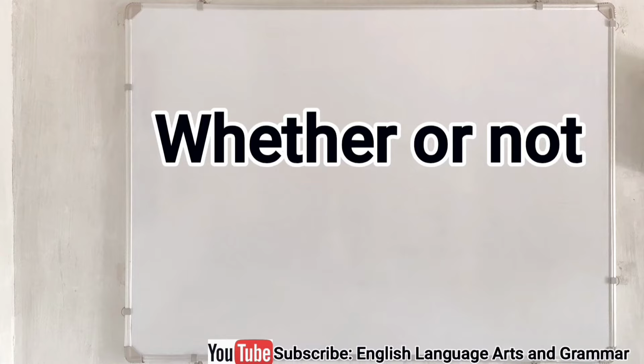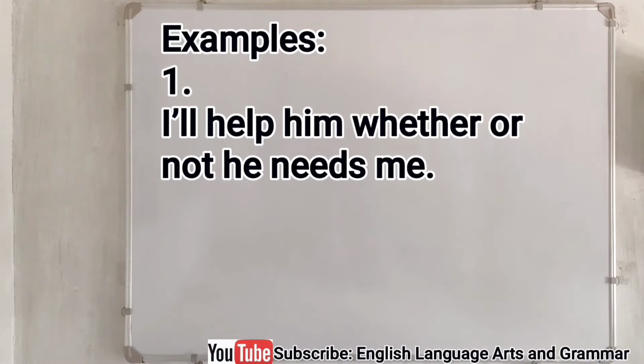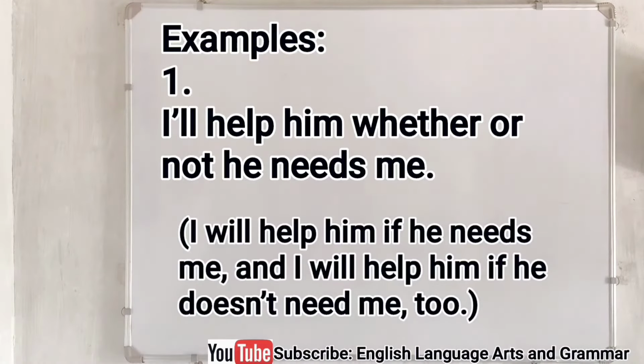Let us learn whether or not, its definition with some examples. We use whether or not when there are two alternatives and we want to say that something will happen or will be true in any of those two alternatives. Example 1. I'll help him whether or not he needs me. Means I will help him if he needs me and I will help him if he doesn't need me to.